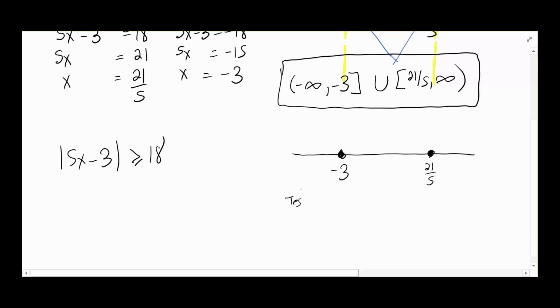So over here on the left, let's test some number. Let me actually, just to make this clear, again do my dotted line here. And if I want to test some number that's to the left of negative 3, I might test negative 4. And I would just plug that negative 4 into the original problem. And I just want to know whether this is true or false.